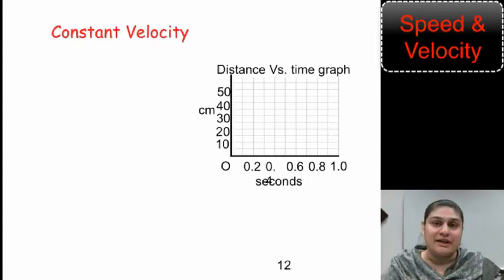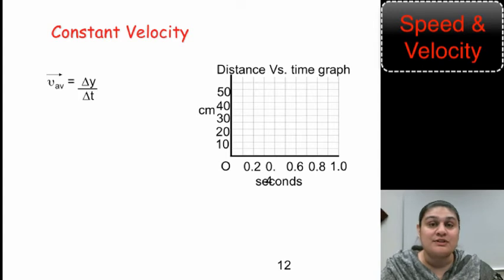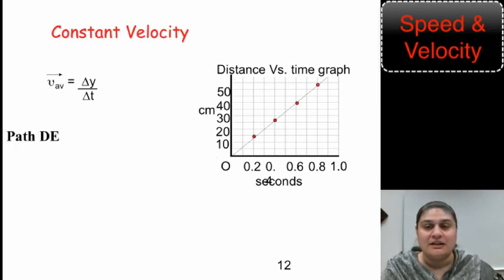So now let's look at how we will look at this graph and mathematically calculate for constant velocity. By definition, the constant velocity will be given by delta y over delta t. If you have a constant velocity, your graph will look something like this. Now, in order to calculate and actually prove that this is a constant velocity, let's look at the path DE, which I've randomly chosen as the distance between these 2 points.